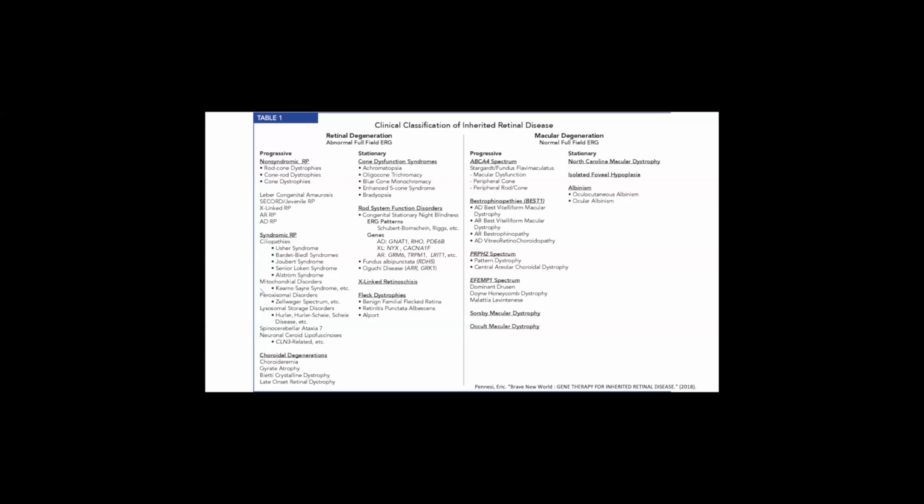When we come to the choroid as well, we can have issues there: choroideremia, gyrate atrophy, and late onset retinal dystrophies. With regards to the stationary retinal degenerations, we tend to have them where they affect just one photoreceptor or one class of cone photoreceptors. They tend to have particular ERG patterns, and these can help us in the diagnosis of them.